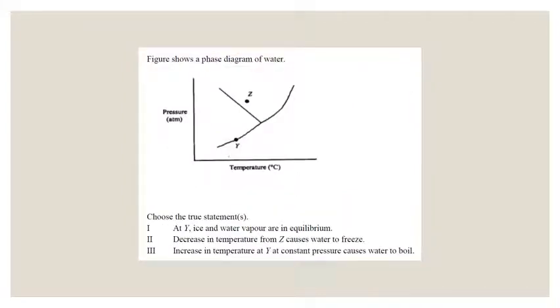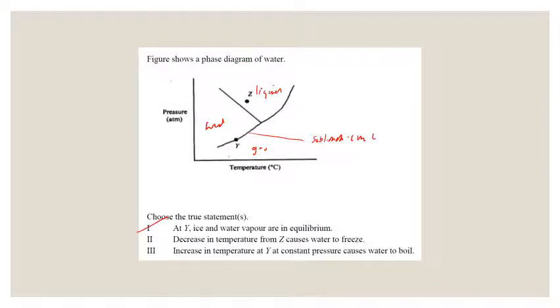Okay, so the last question. Figure show a phase diagram of water. Alright. Choose the true statements. At Y, ice and water vapor are in equilibrium. So, kalau kita tengok dekat sini, ini adalah sublimation line ataupun sublimation curve. Okay, so sini adalah gas, ini adalah solid, ini adalah liquid. Okay, so why ice and water vapor are in equilibrium? Ice tu solid lah ya, okay, betul.